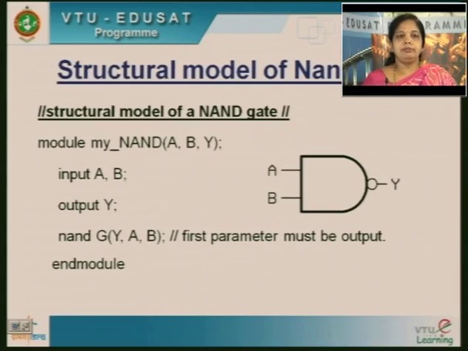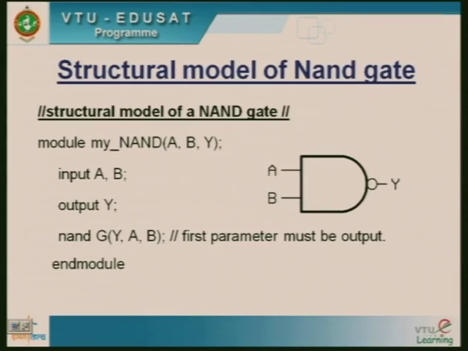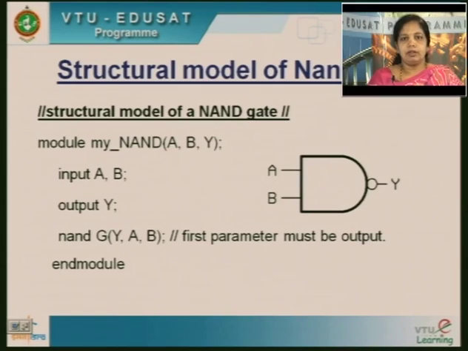So, let us define the structural model of a NAND gate. I have taken a simple example of a NAND gate. As you can see, the NAND gate has 2 inputs and 1 output. I am going to describe the Verilog module based on the structure: how the gate looks, what the inputs should be, and what my output should be. There will be predefined gates inside this Verilog code. You can just see this.